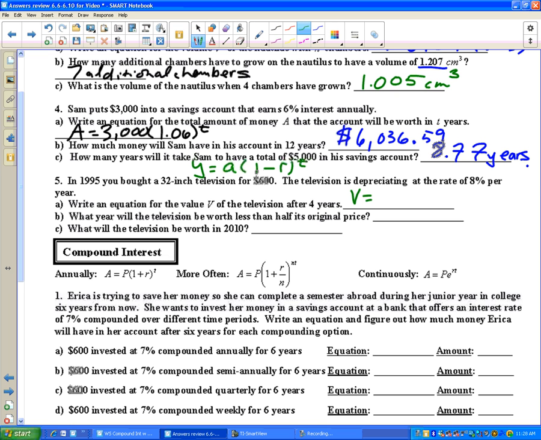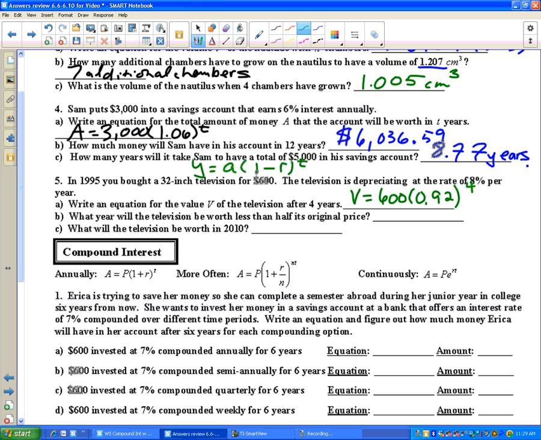Okay. So I'm going to start off with my original amount of money, $600. And this is 1 minus 0.08, because 8% is 0.08. 1 minus 0.08 is 0.92 to the t power. 4 years would be a 4 there. What year would the television be worth less than half its original price? So technically for this one, since it says 4 years, I would put 4. I just want the equation, not the amount.